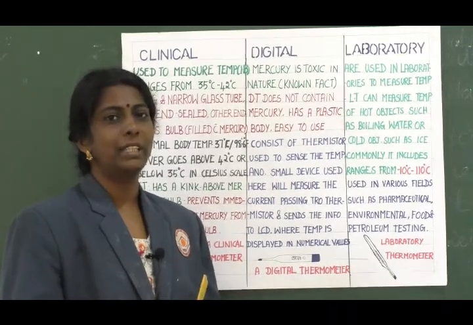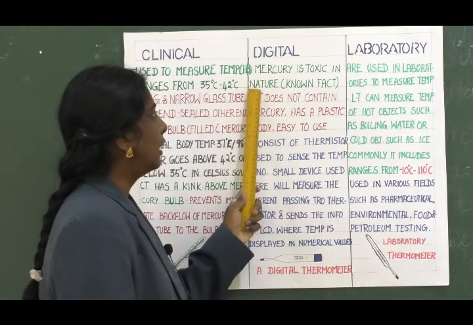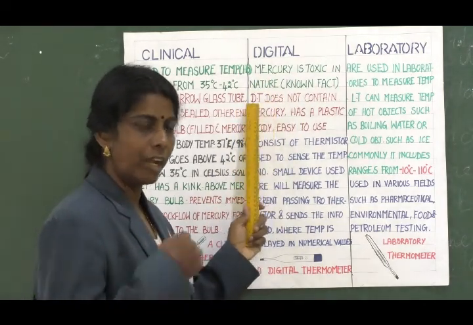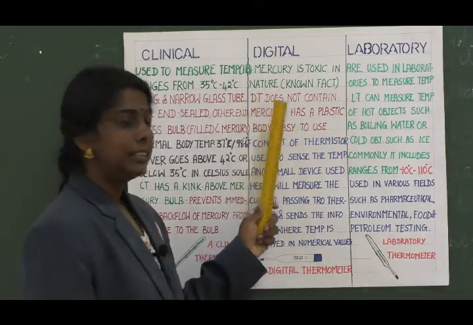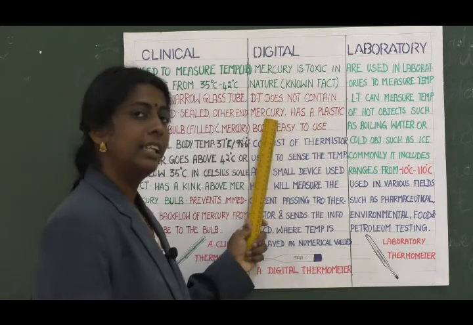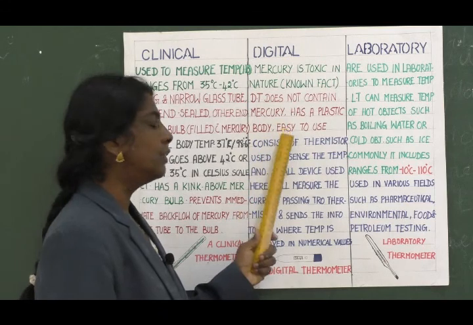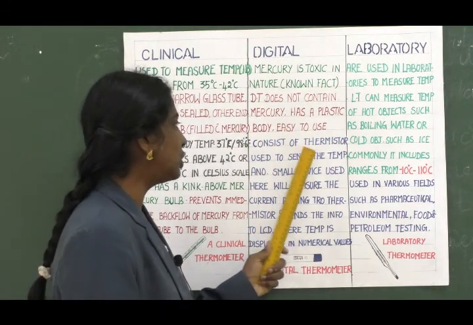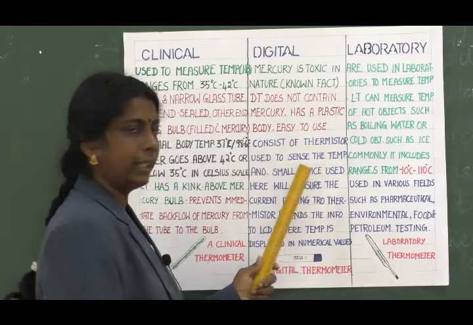Yes, children. Now about the second type of thermometer, that is digital thermometer. Mercury is toxic in nature. It's a known fact. This digital thermometer does not contain mercury. It has a plastic body which is easy to use. Then it consists of a thermometer, which is used to sense the temperature.